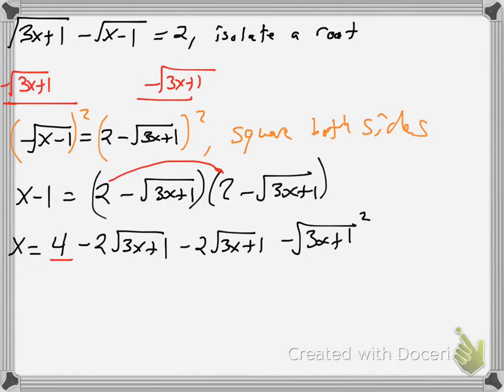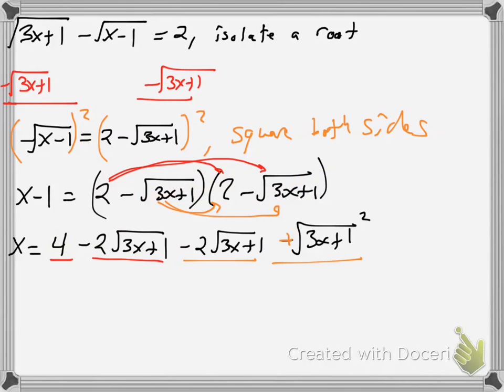Alright, so what happens here is we're going to FOIL. We're going to do 2 times 2, which is 4. And then we'll do 2 times negative square root of 3x plus 1, so that's this term here. And then in orange, we do a little bit further foiling. Negative square root of 3x plus 1 times 2 is this term here. And then negative square root of 3x plus 1 times negative square root of 3x plus 1. The negatives cancel and give us a positive, and we get square root of 3x plus 1, quantity squared.